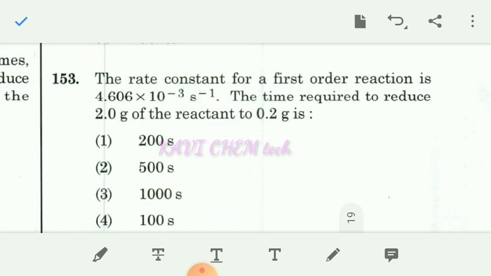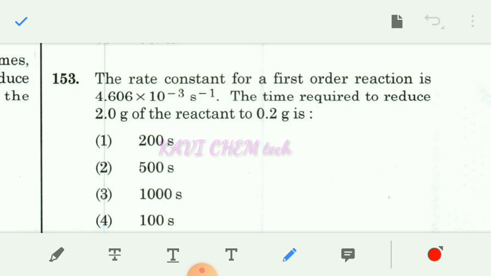So next one, question number 153: the rate constant for the first order reaction is given. It is 4.606 × 10^-3 per second. What is the time required to reduce 2 gram of the reactant to 0.2 gram? So 2 gram to 0.2 gram, that is the question.